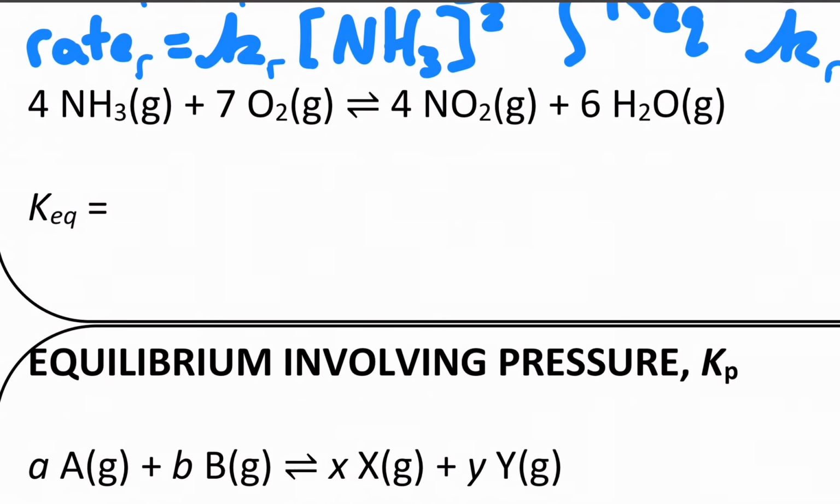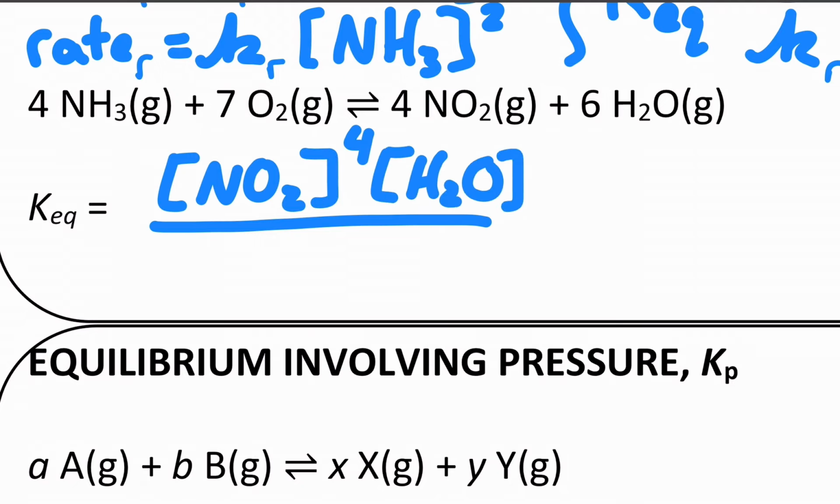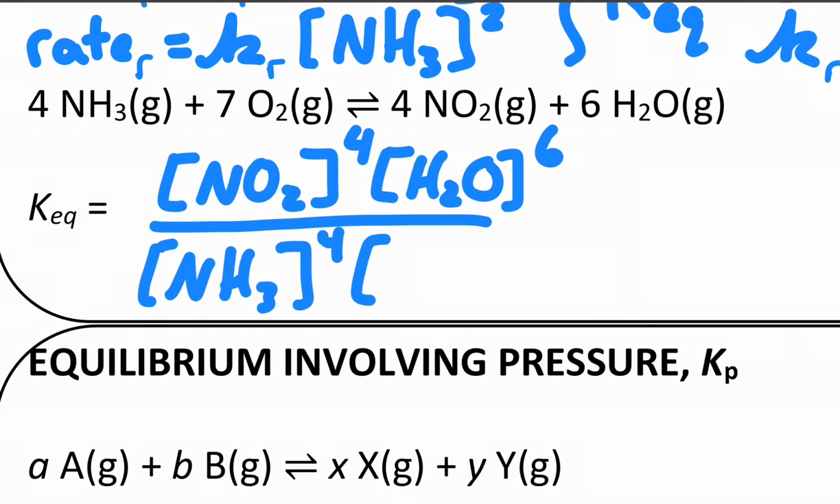So let's practice just looking at a reaction and writing the expression. The expression for the equilibrium constant is simply everything you have on the right-hand side raised to its power of a coefficient divided by everything you have on the left-hand side raised to its coefficient as an exponent. So I'm going to draw a big fraction and write bracket NO2 to the 4th, bracket H2O to the 6th. On the left-hand side, I have bracket NH3 to the 4th, and then bracket O2 to the 7th. I included everything because they happen to all be gases.